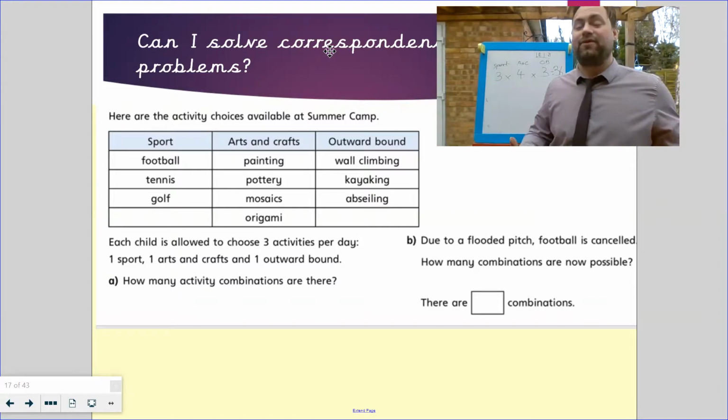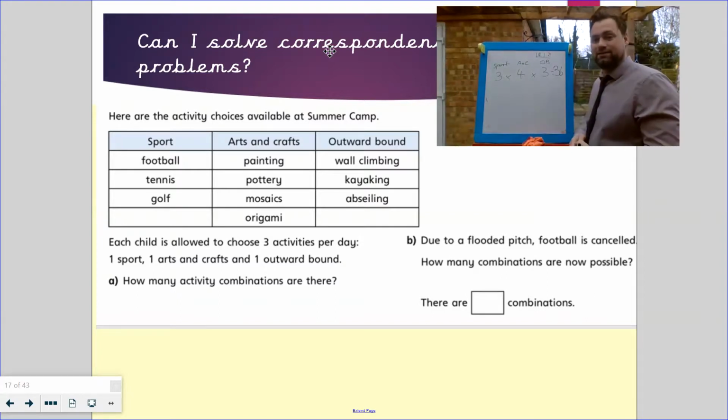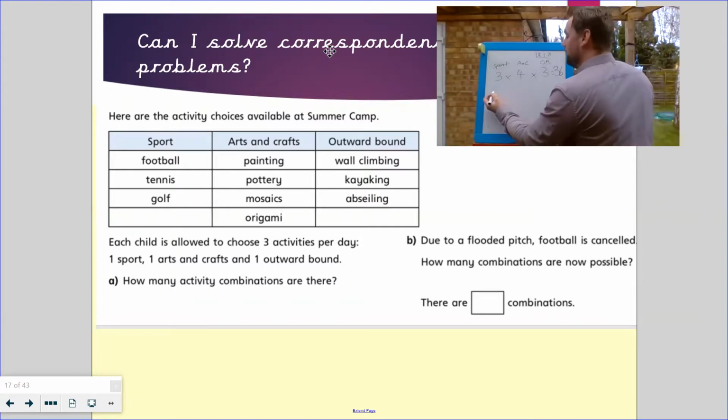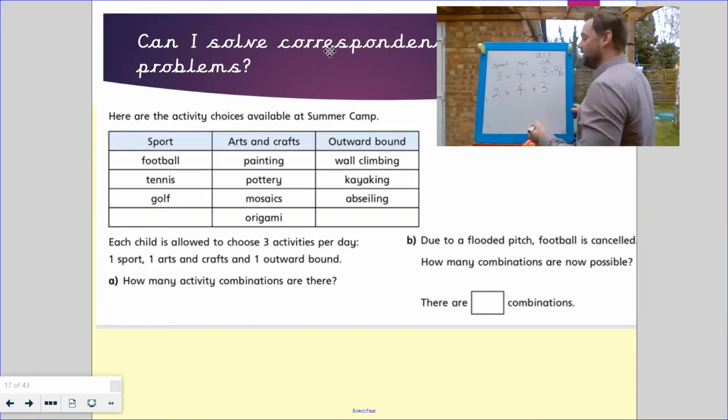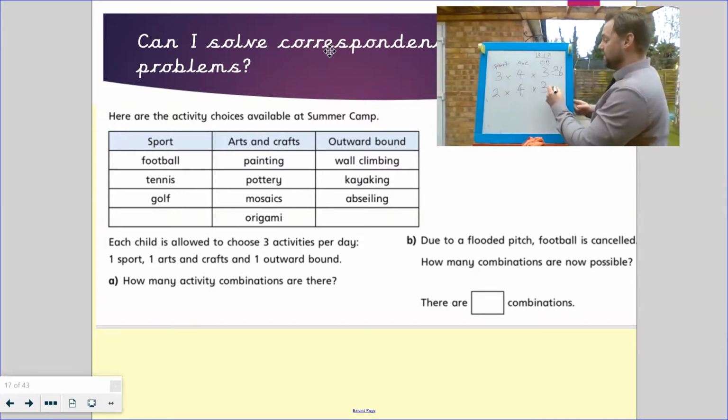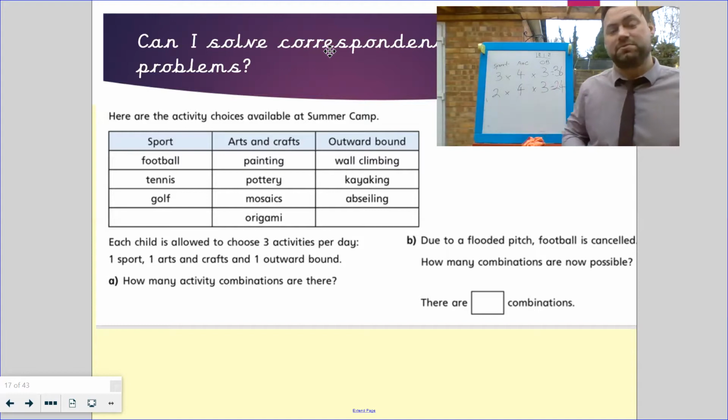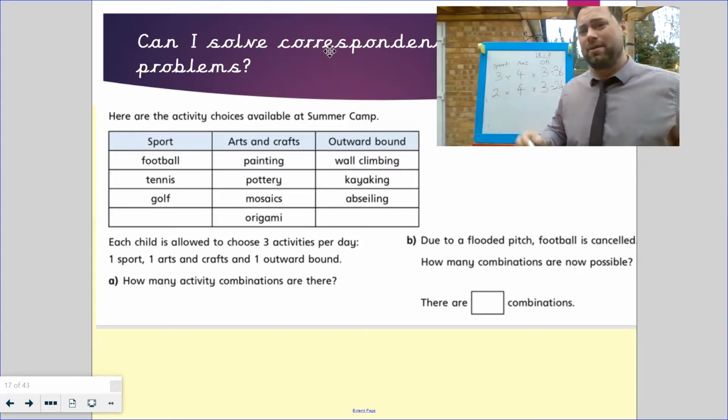Question B says the football pitches are now flooded. So how many combinations are there now? Now we've only got 2 sports, still 4 arts and craft and 3 outward bound. 2 times 4 is 8, multiplied by 3 is 24. So now we only have 24 combinations because football has been taken out. I hope that's clear.